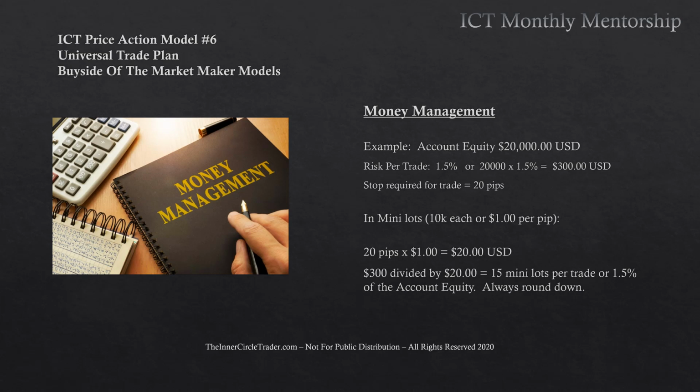Next example would be using mini lots. Same idea, 1.5% with $20,000 as your equity base. Each mini lot is 10,000 each in leverage, or $1 per pip. 20 pips at $1 per pip equals $20 US. So $300 divided by $20 for a 20 pip stop loss at $1 per pip equals 15 mini lots per trade, or 1.5% of the $20,000 equity. Again, always round down.